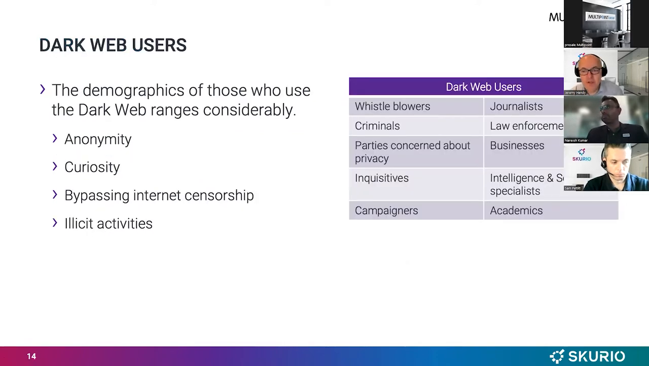Let's talk a little bit about who uses the dark web. There are people who want to use the dark web for anonymity. So maybe they are a whistleblower, interacting with journalists, or bypassing censorship in their country and wanting to access news sites or social media that are blocked at the perimeter. It may just be teenagers who are curious about what's on the dark web. But equally, a lot of people use it for illegal and illicit activities.